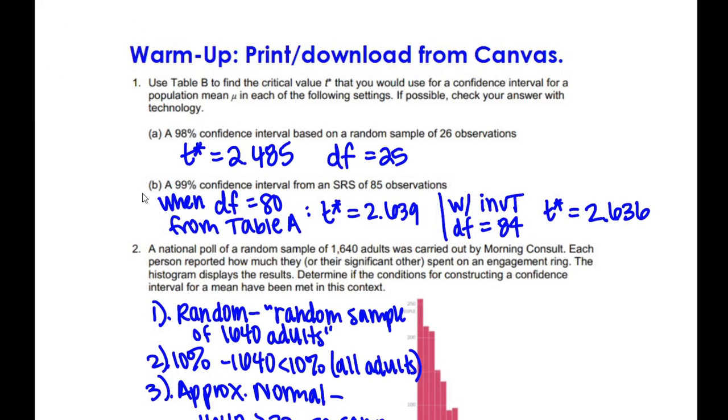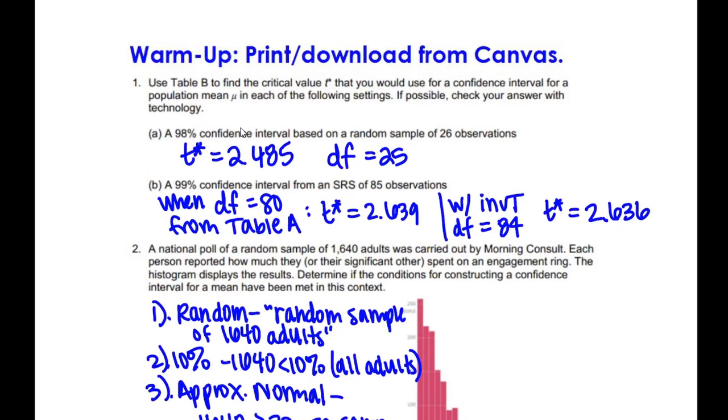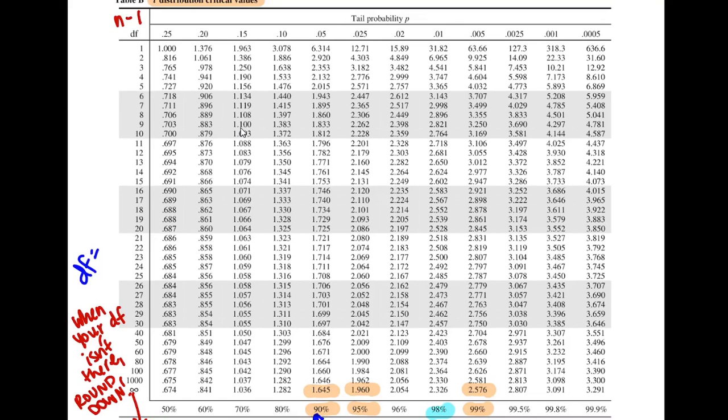But I do want to show you for letter B a 99% interval with an SRS of 85. When I use table B on this, let me erase some of this distracting stuff. Remember I said when your DF isn't on there, round down. So we're looking for DF equal to 84 because this problem says 85 observations. I don't see 84 on here. It's either 80 or 100, and so we'll always round down to 80.